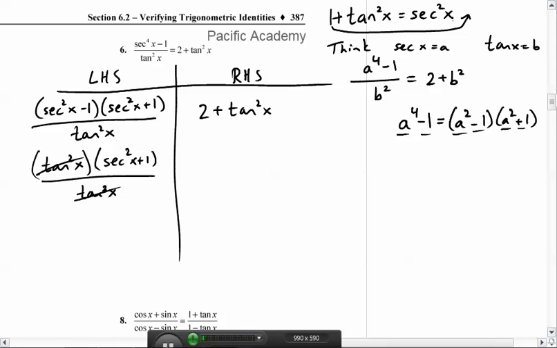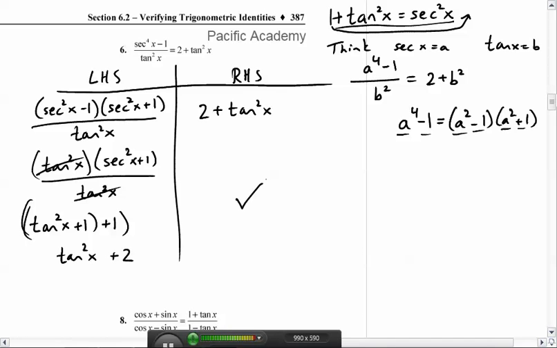But secant squared is equal to tan squared plus 1. So instead of secant squared, I'll write tan squared plus 1. And then I still have plus 1, which is tan squared plus 2. Yay!